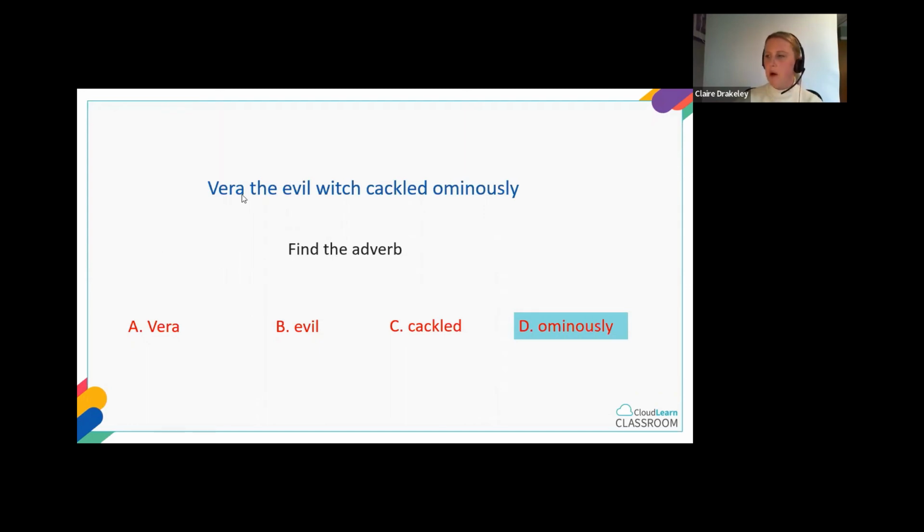Sorry. Let me relaunch the poll and we'll go again. Find the adjective this time. So if the adverb describes the verb, what's the adjective? Is it A, Vera, B, evil, C, witch, or D, ominously? I like this sentence, by the way. This gives good imagery. 3 of you have voted.